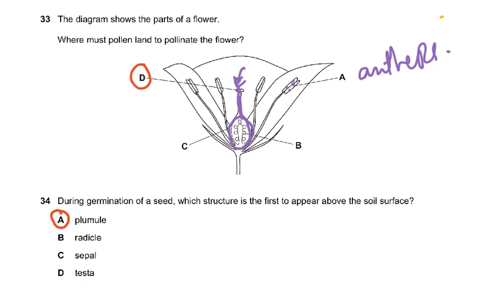And B was the ovule where the female gamete is formed. And C was the ovary wall or the ovary. And D was the stigma, and the answer was D.